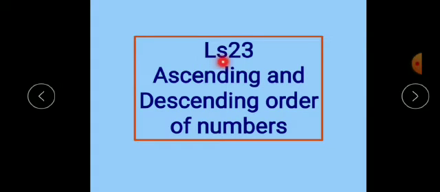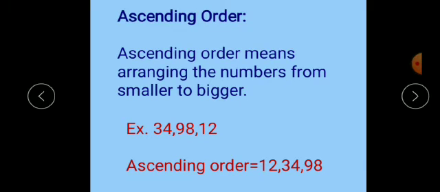Children, today we will start lesson number 23, ascending and descending order of numbers. So let's start. First term is ascending order. Ascending order means arranging the numbers from smaller to bigger. Here in ascending order, first we will write the smaller number, then the middle number, and at last we will write the bigger number. So this is ascending order.